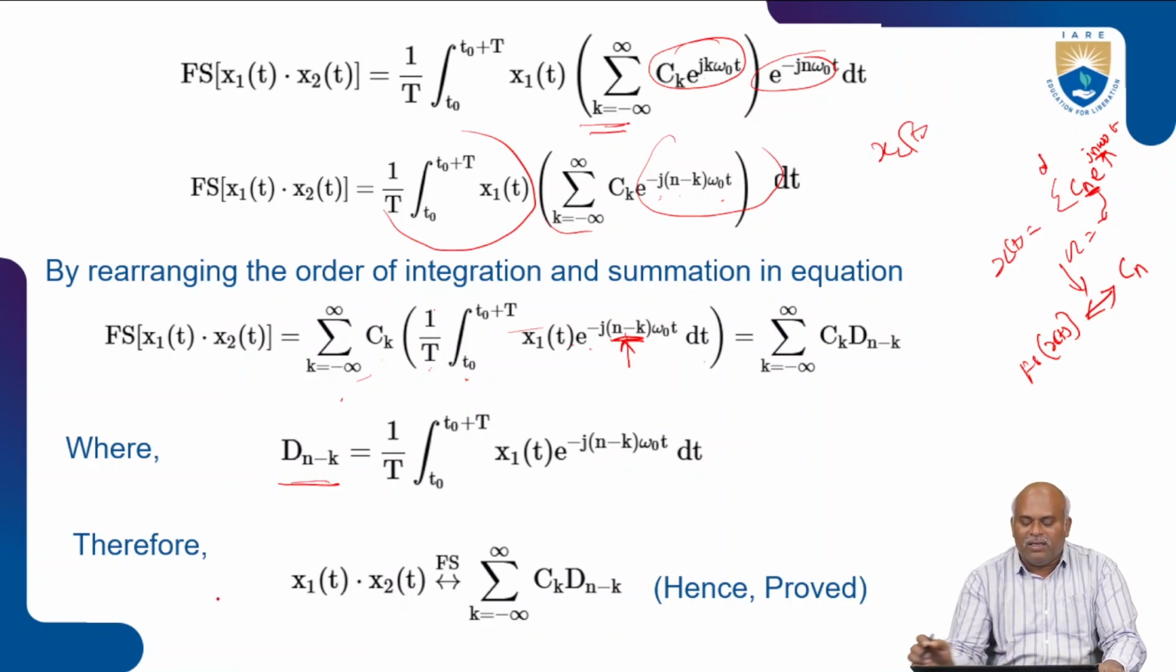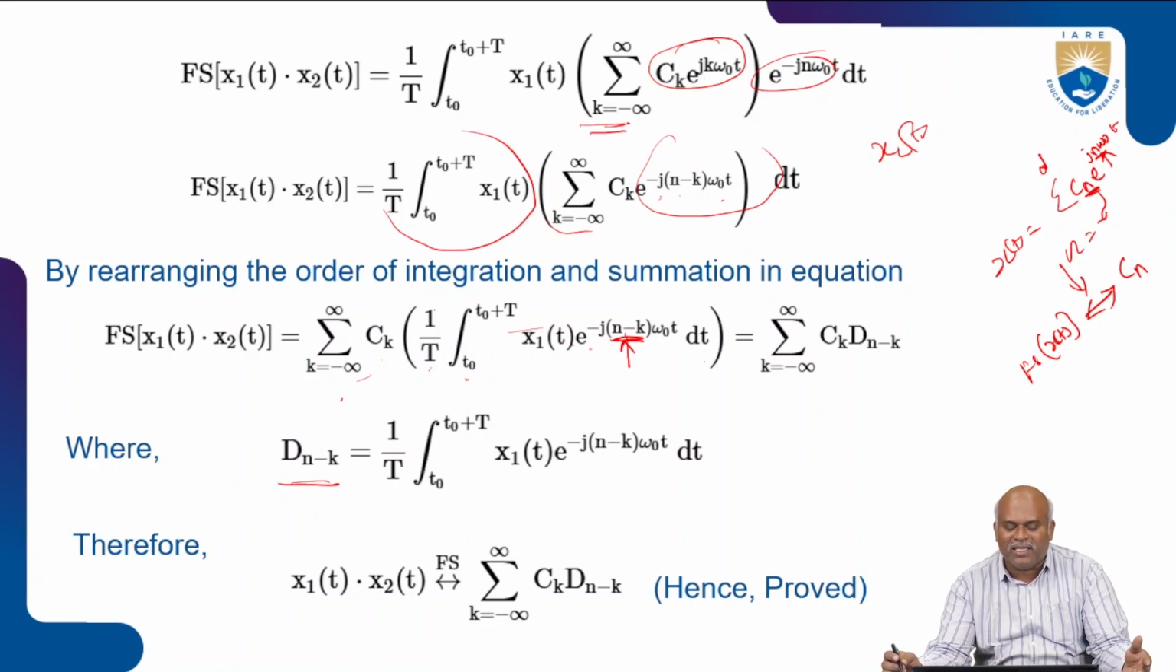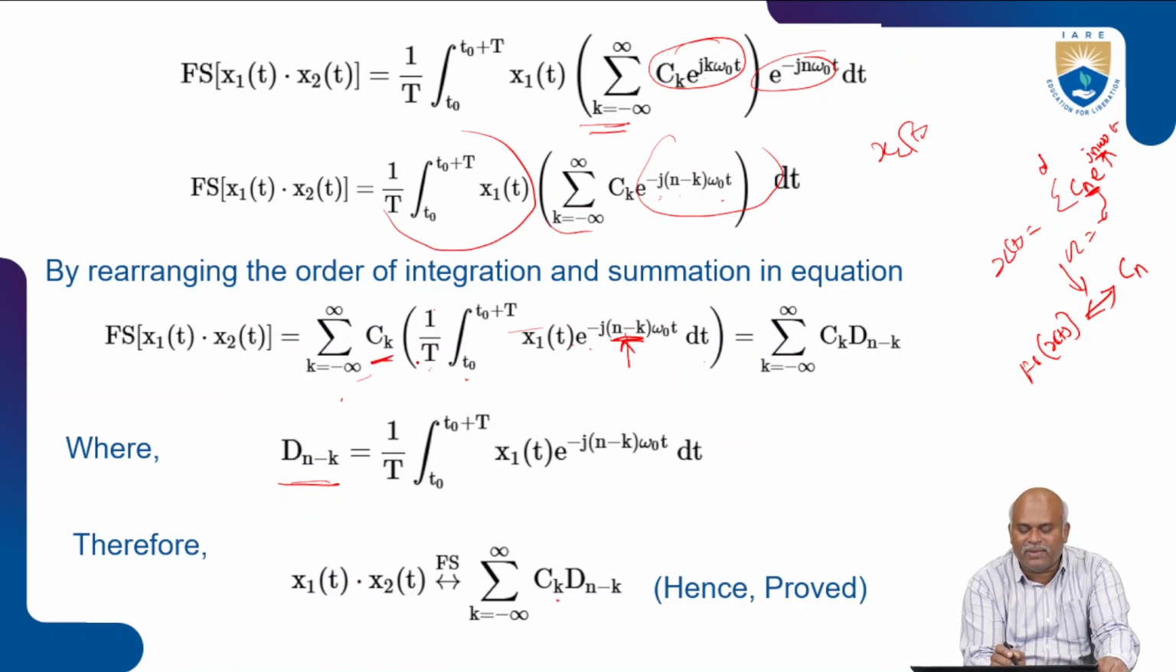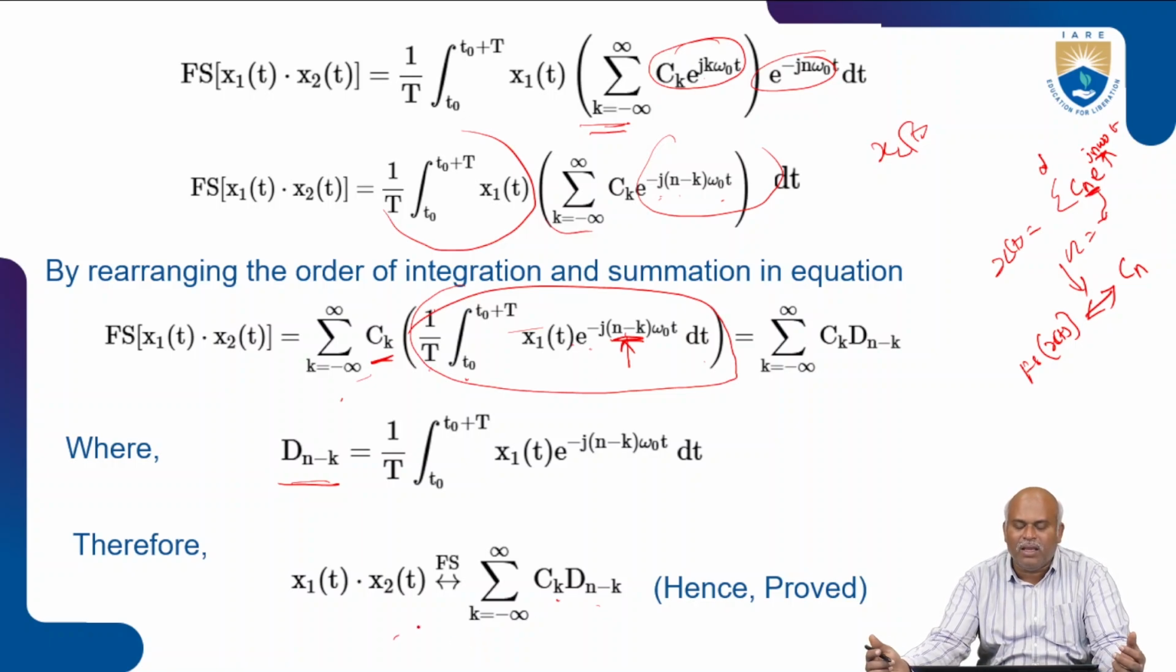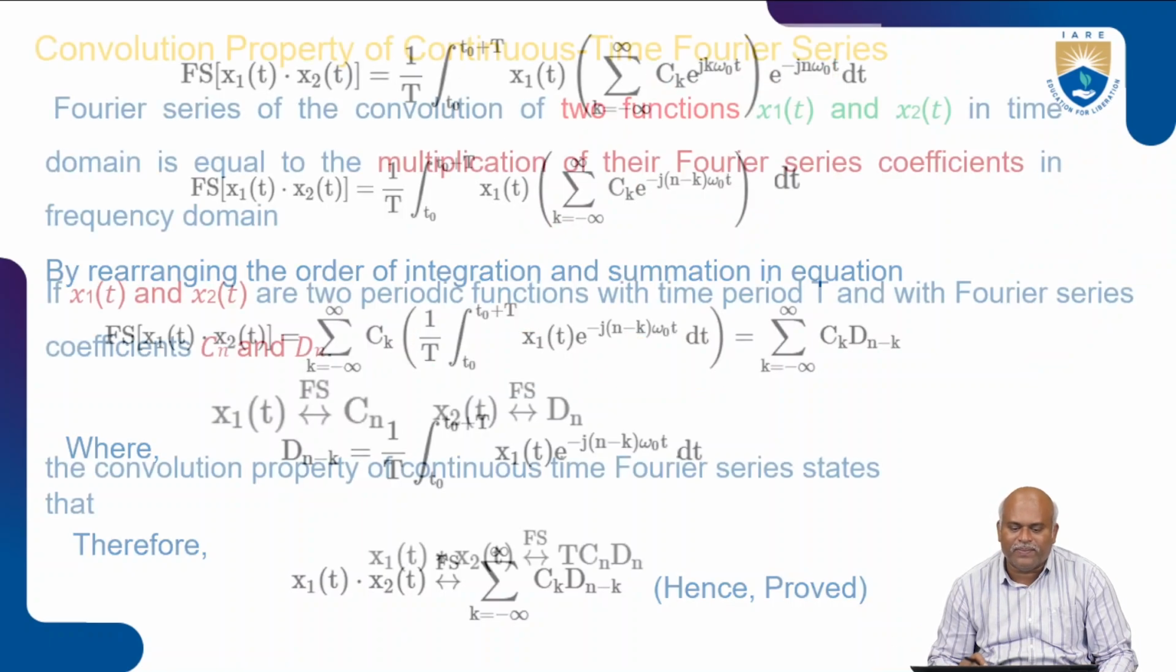Now we represent the multiplication of Fourier series condition x1 of t into x2 of t, summation of k equal to minus infinity to plus infinity of c of k, that doesn't change. So this entire portion we should write as d of n minus k. So finally we represent the multiplication property or modulation property: x1 of t into x2 of t, we take the Fourier series, summation of k equal to minus infinity to plus infinity of c of k d of n minus k. Hence the property is proved.